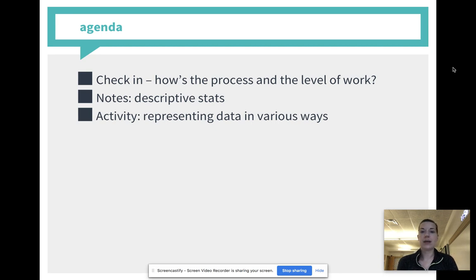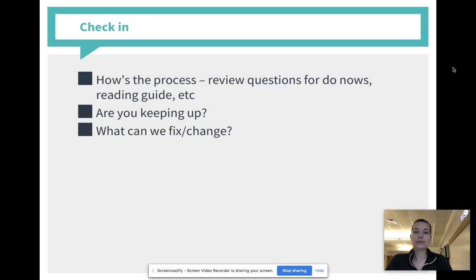Then we're going to be talking about descriptive statistics. There are two kinds of statistics. This is the first kind we're going to talk about. And then we're going to do an activity where we apply what we're talking about. So just for our check-in, I kind of want to know how the process is going for you.